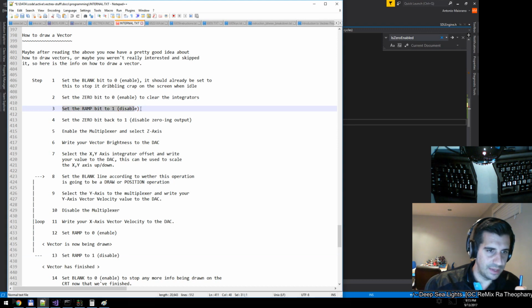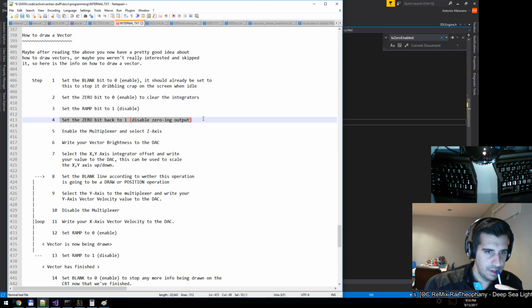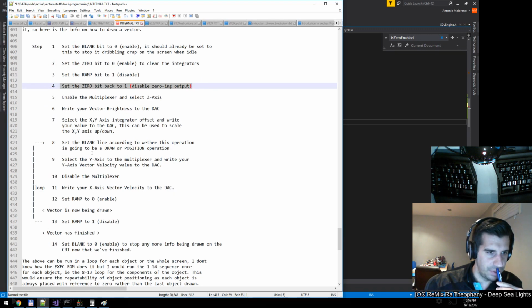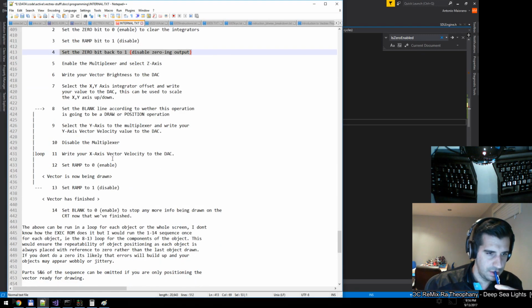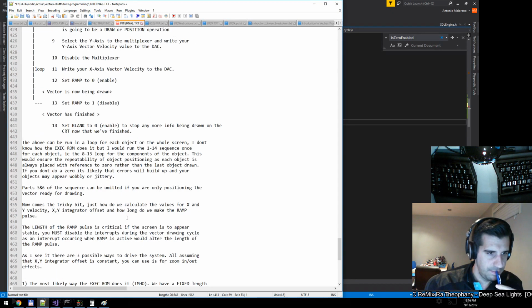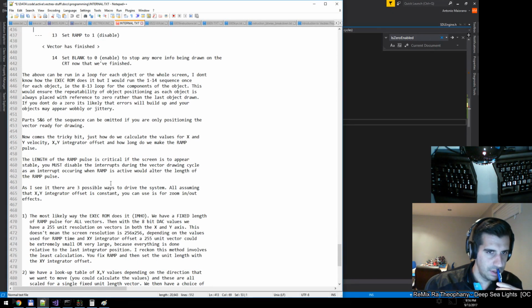Because here it says set the ramp bit to 1 to disable, I guess assuming that it had been at 0 in order for the zeroing to actually do something. Or maybe not, maybe it means set the ramp bit to 1 so that it actually does the trick of getting it to 0. Yeah, it's very difficult to know what this means. Let me see here.